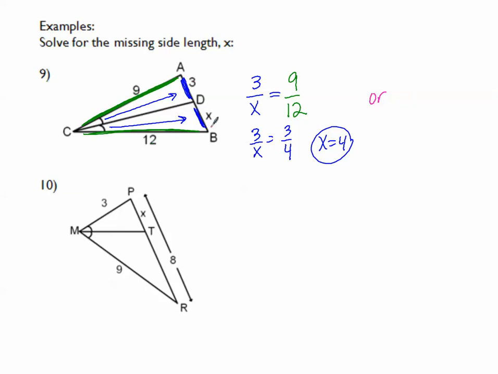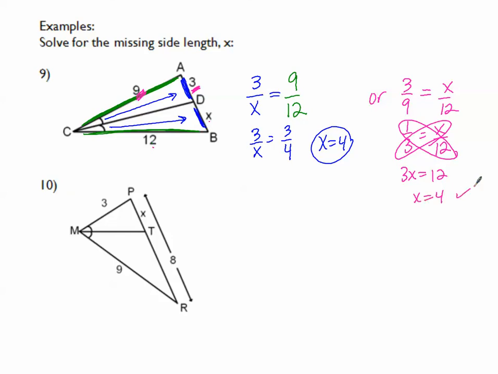Instead of going 3/x, I can do little segment that's on the top with side that's on the top. So little segment over side. 3/9 equals, as long as I go in that same order, x/12. Let's see if it works out the same. Well, first of all, 3/9 reduces to 1/3. And now if we cross multiply, 3x equals 12. And dividing by 3 gives us x equals 4, just like we did the first time. Why don't you try this next problem, pause, and come back, see how you did.